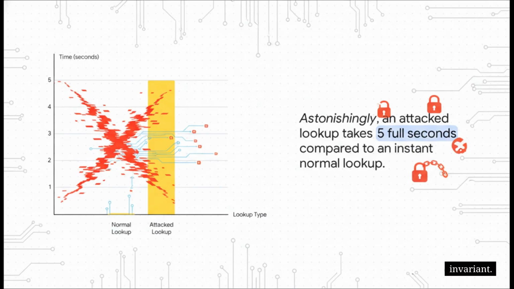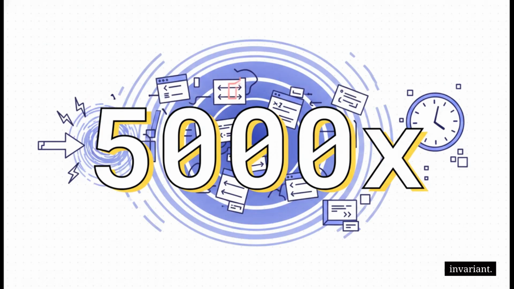It's just devastating. I mean, look at this. This data is from the actual bug report. A normal lookup for a key that isn't in the dictionary is basically instant. But looking for one of the attacker's special keys in that exact same dictionary took 5 full seconds. Let that sink in. That isn't a small slowdown. That is 5,000 times slower. An operation that we all count on to be one of the fastest things in Python has just been weaponized to completely freeze a program.